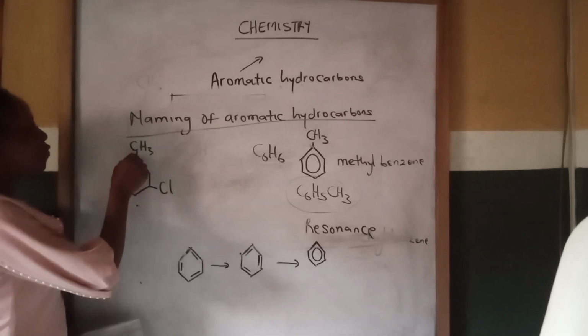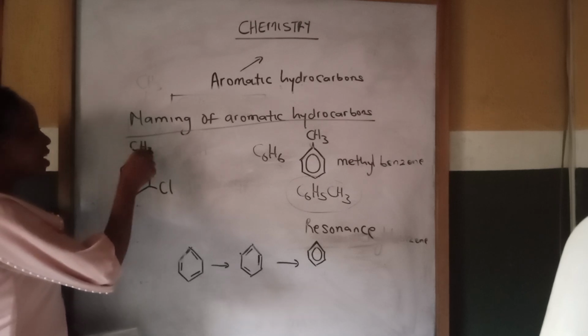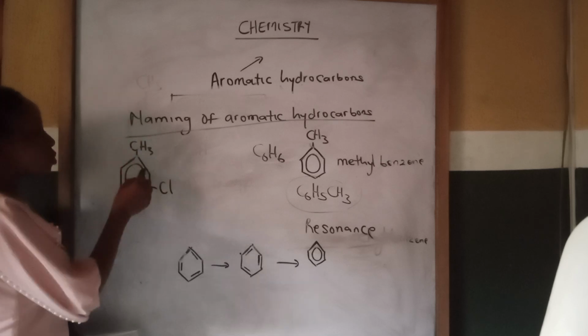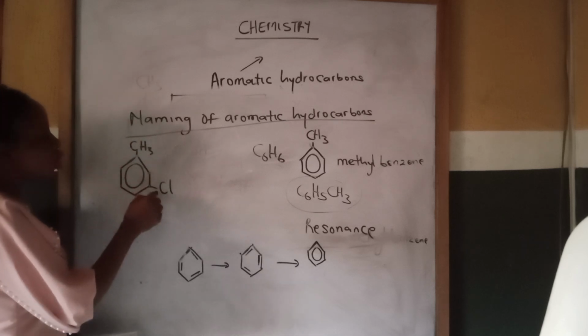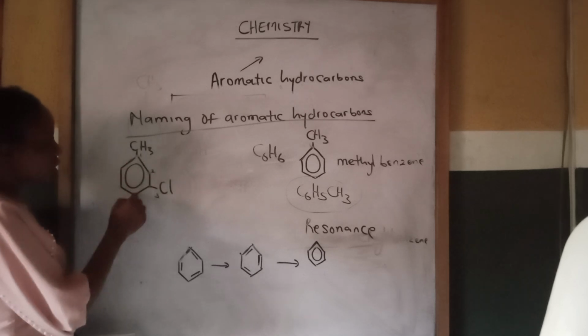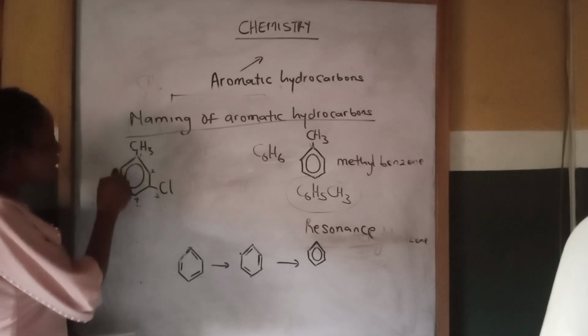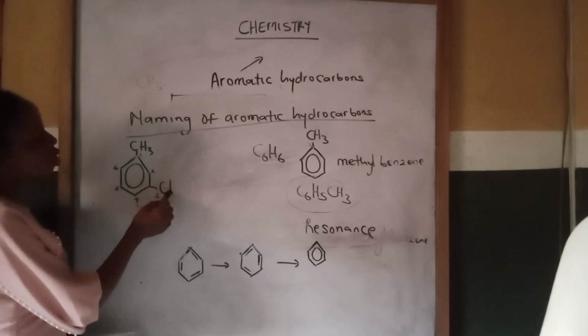Then this is the position for the first carbon atom. So this methyl, CH3, is on the first carbon atom. Then this is the position for the second carbon atom, while this is the position for the third carbon atom. So 1, 2, 3, 4, 5, 6. So the chlorine is on the third carbon atom.